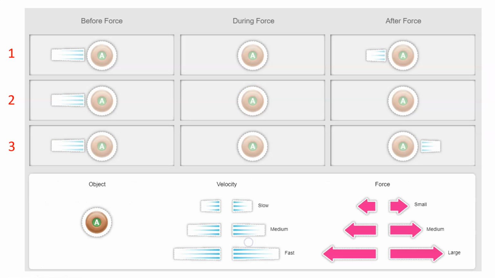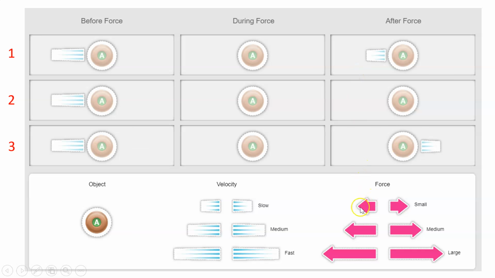All right, it's time to do some modeling. Yes, we can still model even from home. For each row that you see here, I want you to model the force that would cause the particular velocity change. So, for example, in row 1, you see the object moving at a medium velocity. But then a force must have been applied, and then afterwards, we see the object moving with a slower velocity, but still to the right. What force must have been applied to cause this change? What size and direction would you draw the force arrow?